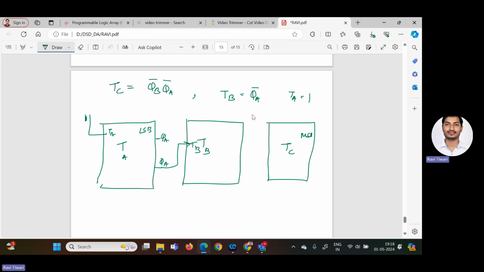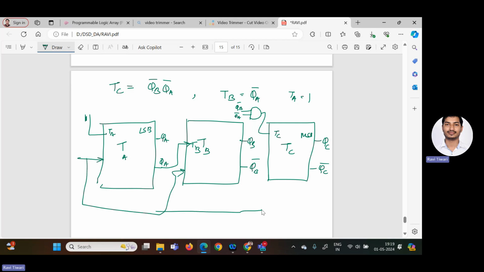Similarly, for the TC, we require one AND gate, and here you provide QB bar and QA bar. And that you have to provide as TC. Now here you will get QB and here you will get QC. Along with that, you can also draw the complemented outputs like QC bar here, right? Now, as this is a synchronous circuit, you have to give the same clock to all the flip-flops like this. And this is the complete circuit for a 3-bit down counter, synchronous, using T flip-flops.